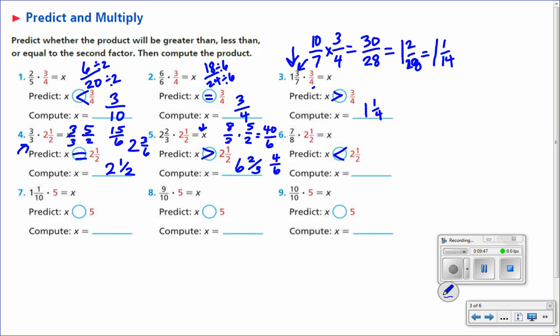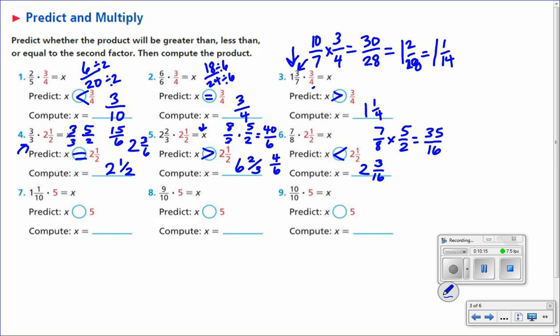So if I was doing this one, 4, 5, 7/8 times 5/2, what do I get? 35/16. How many times does 16 go into 35? 2, with 3 remaining. So 2 and 3/16, which is definitely smaller than 2.5. Okay? I think you're starting to get it.